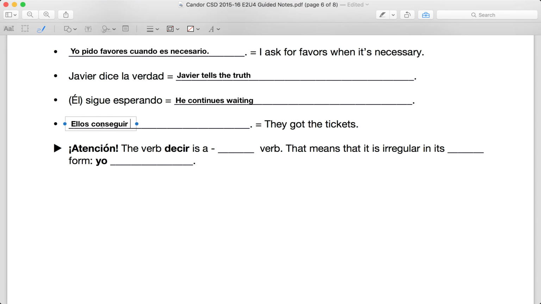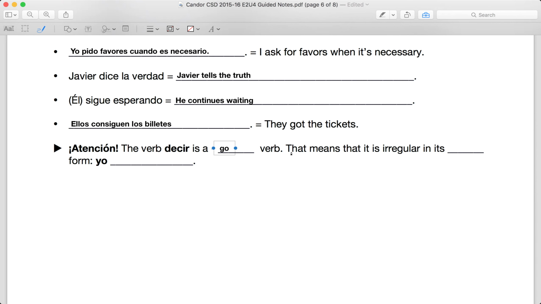So conseguir, okay, let's think about this for a minute. It's an E to I. It's inside the boot because it's ellos, so it's going to be consigu. And then we know that it's E-N because that's our ending. Consigu is our stem, and en is our ending, so we can put it together like that. Ellos consiguen los billetes.